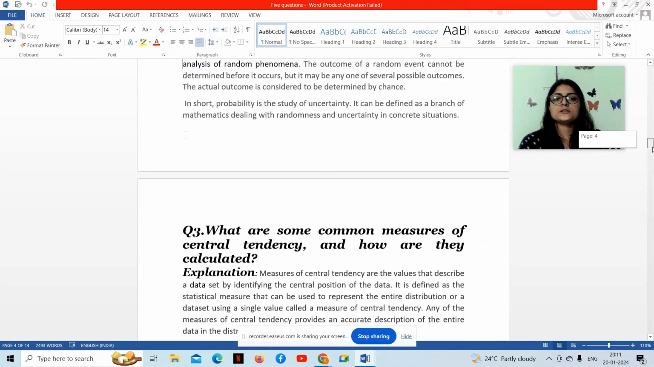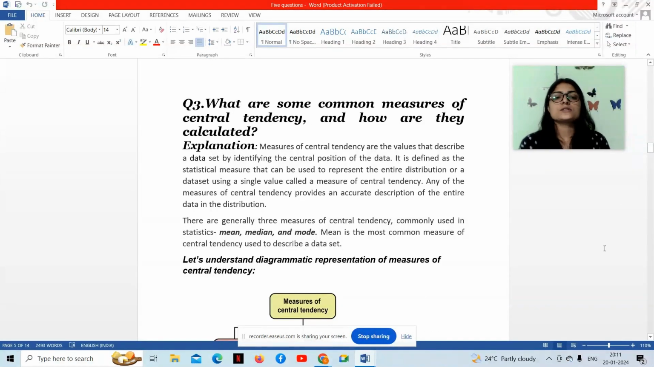Now move to the third question. The third question is, what are some common measures of central tendency and how are they calculated? Basically, what are the measures of central tendency? Central tendency values describe a data set by identifying the central position of the data. They can be used to represent the entire distribution or data set using a single value. This is what we call a measure of central tendency.